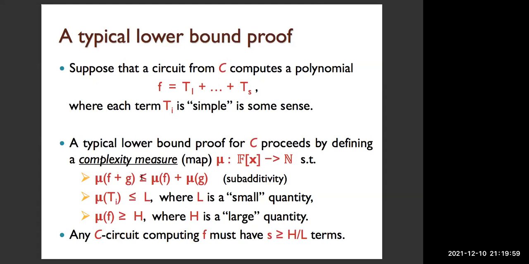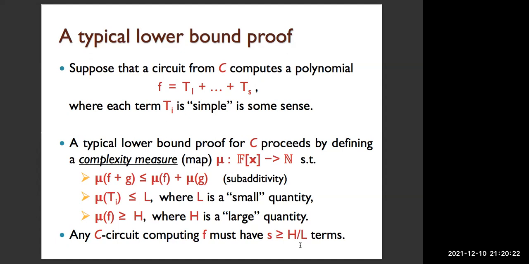From the subadditive property and from the structure of f, if you apply mu on both sides, you know that mu of f is larger than h, whereas mu of each term is smaller than l, and use the subadditive property to then show that the number of terms s that you would need is larger than h by l. That's how many lower bound proofs look like.